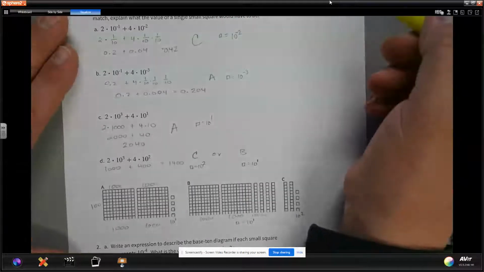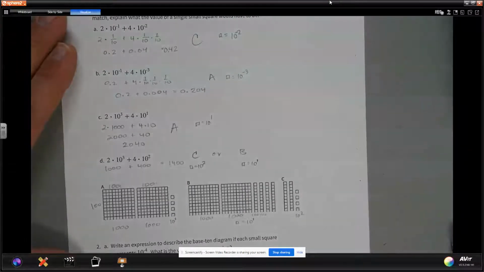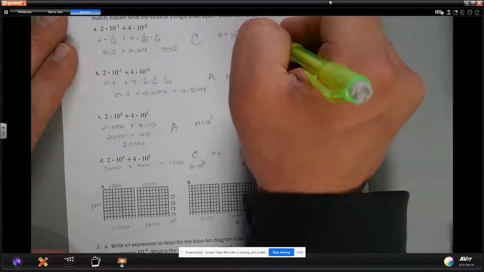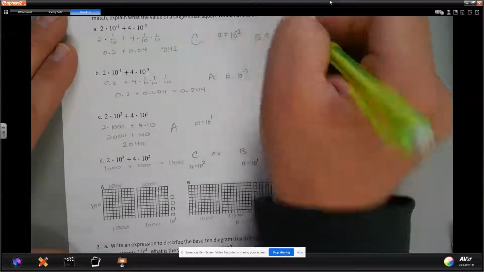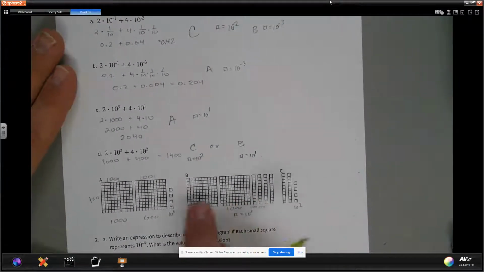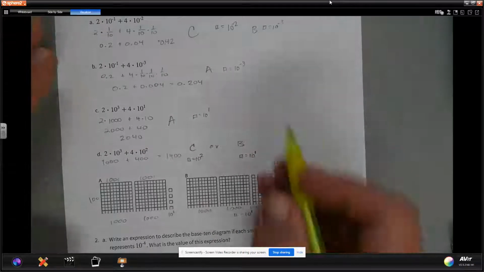And I just realized something. That could also be letter B as well. We can make this one letter B when the little square is equal to 10 to the negative third, because these could be each of them as thousandths, and we could see the same thing right there. I would make 420 thousandths or 42 hundredths. That one was a lot.